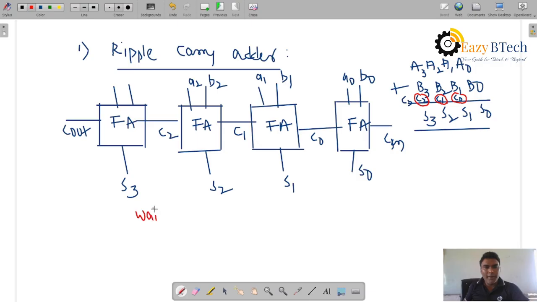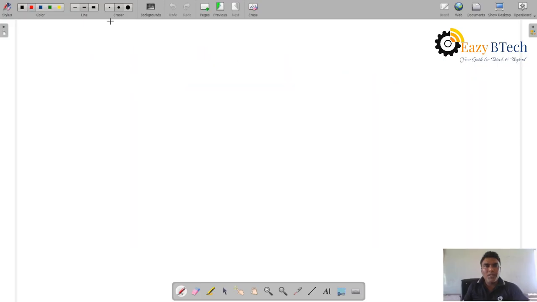So the full adder waits for the lower level carry. This is a ripple carry adder. If you increase the carry chain, it should wait, so somewhat of a delay will be taken. Now let us see the second one.